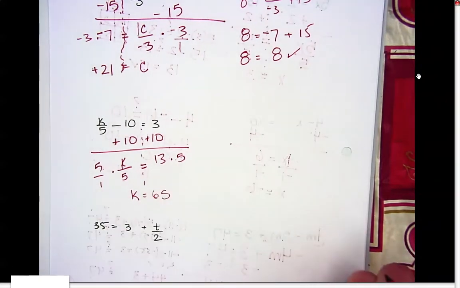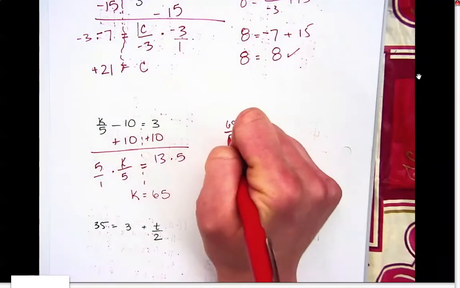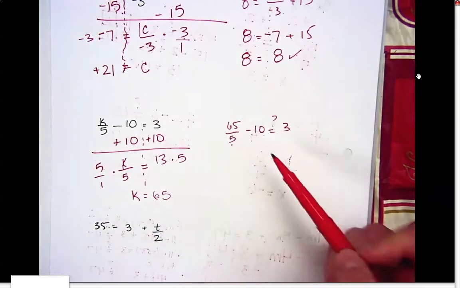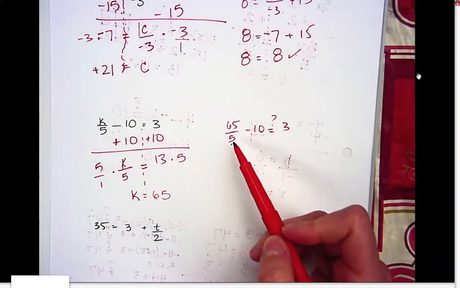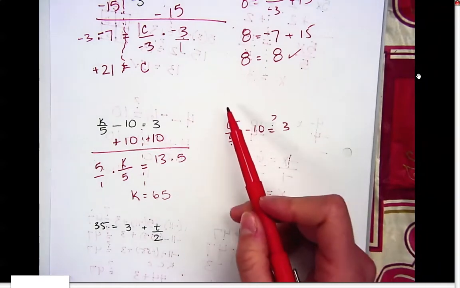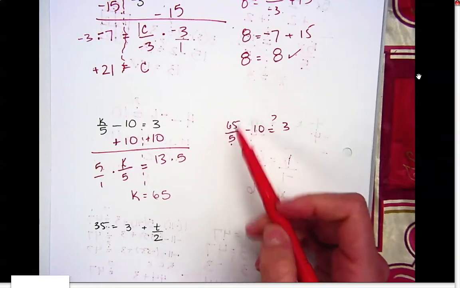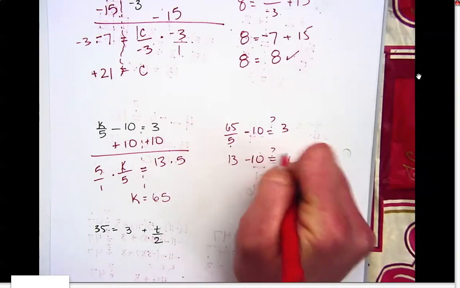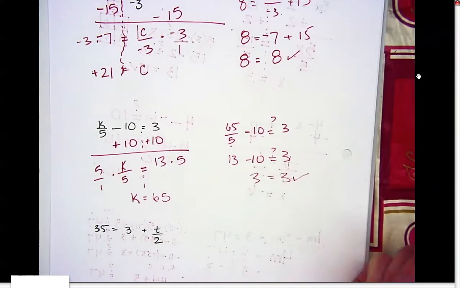So now I need to see, does that work? So is 65 divided by 5 minus 10 equal to 3? Well, let's see. I'm going to do my multiplication and division piece. So 5 goes into 6 one time with 1 remaining. 5 goes into 15 3 times, so that should be 13. 13 minus 10, is that equal to 3? 13 minus 10 is equal to 3. So yes, that works. Last problem.